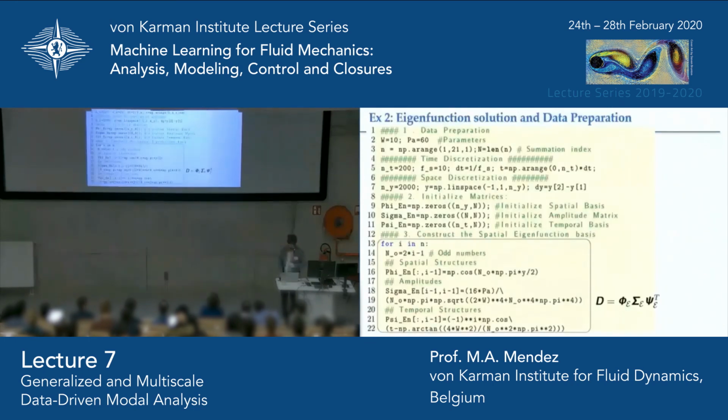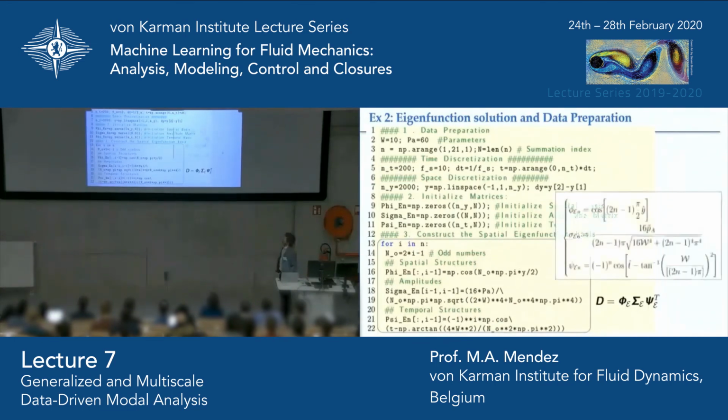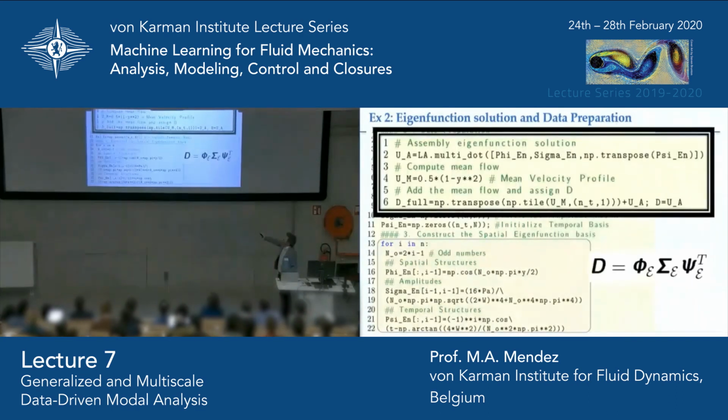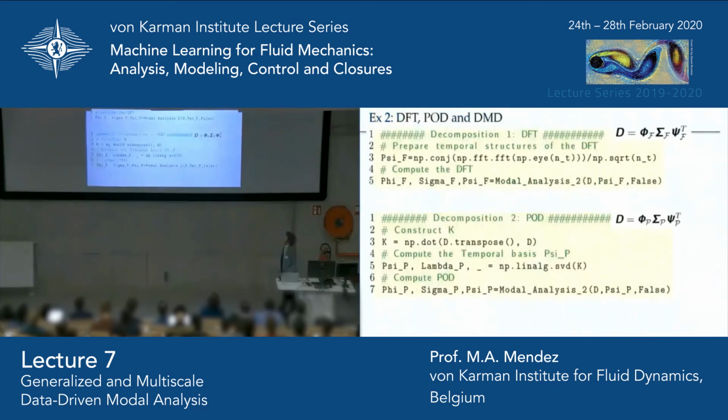So I think you'll not have time to go through all the details. You have the codes. You can check that at a certain moment I run a loop, and I construct my matrices phi, sigma, psi transpose. These are basically the ones coming from the analytical solution. Once I have these matrices, I multiply them, and that is my data. And now I want to decompose this with POD, DMD, and whatever. So this is the DFT from the codes that I provide you.